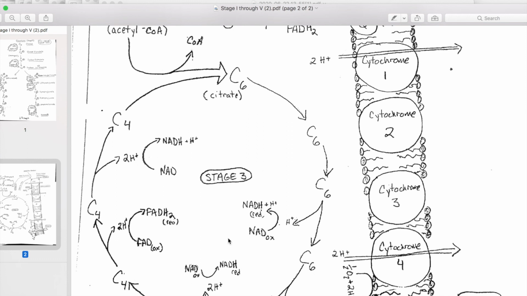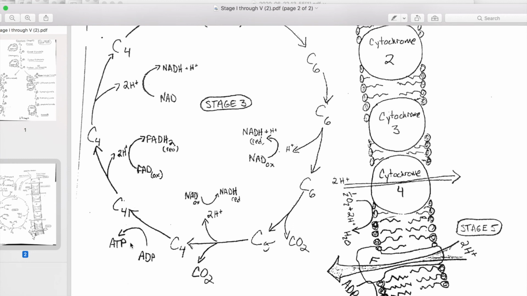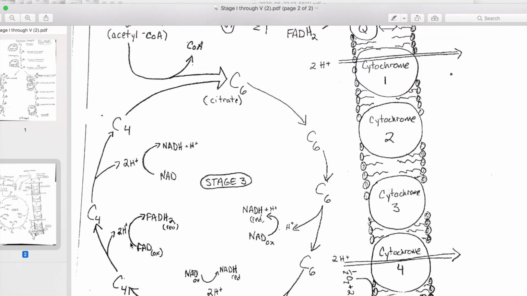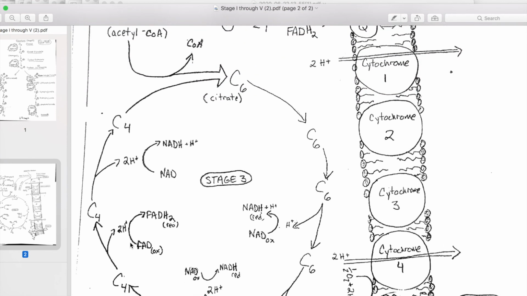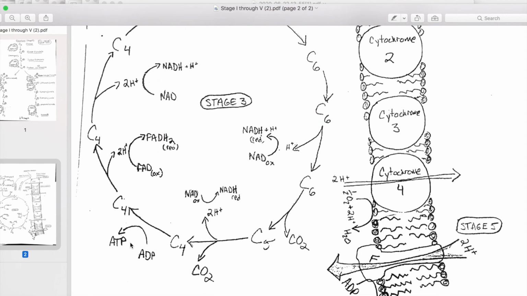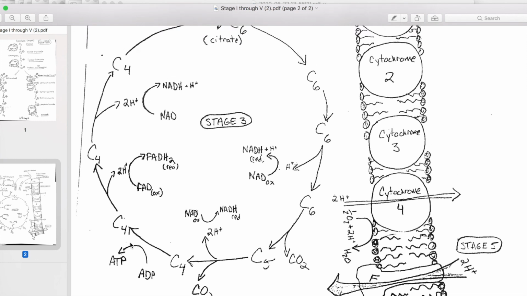You go around stage 3 2 times per glucose. So per glucose, stage 3 gets you 1, 2, 3, 6 NADHs, 2 FADH2s, 2 ATPs or 2 GTPs. Most of what you get out of stage 3 is those highly reduced electron carriers. Not a whole lot of ATP yet. In fact, we haven't made a whole lot of ATP at all.